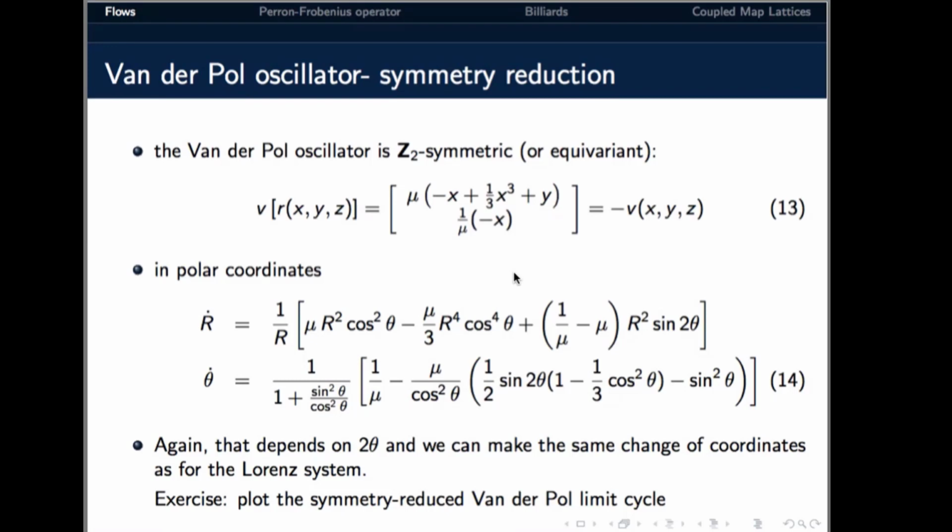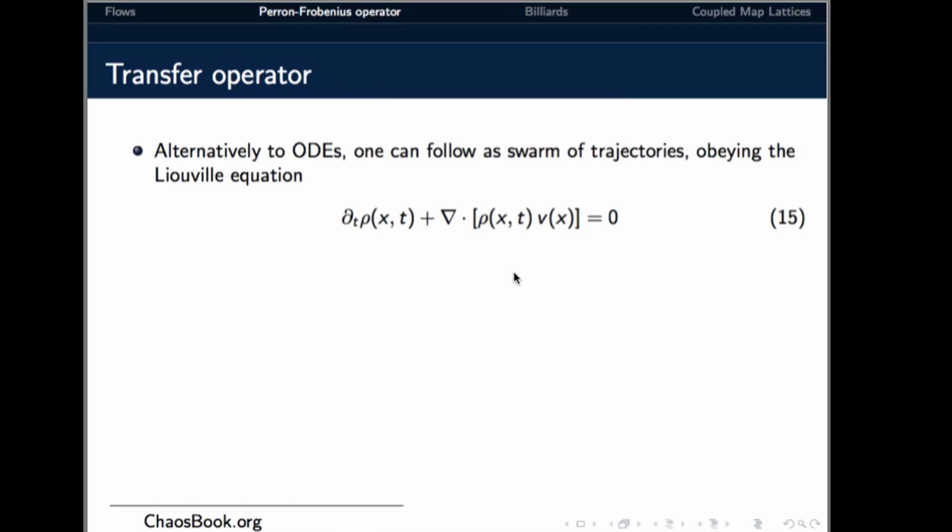So this was the first part, and it's mainly about flows, 2 examples of flows where discrete symmetries apply. Now, in what follows, I will be dealing with discrete time dynamical systems such as billiards or some maps. In that case, it turns out to be helpful to talk about transfer operators.